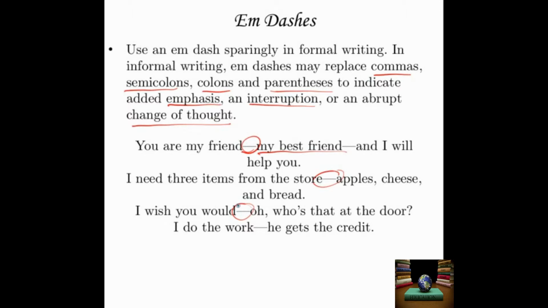Final sentence. "I do the work—he gets the credit." Once again, it indicates a pause, and it does about the same job as a semicolon. So you can see it creates a more informal tone that's very useful in some kinds of writing, but frowned upon in serious academic and business writing.